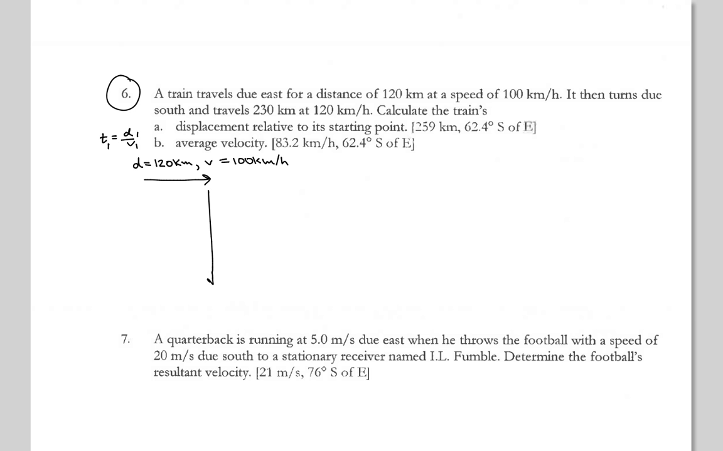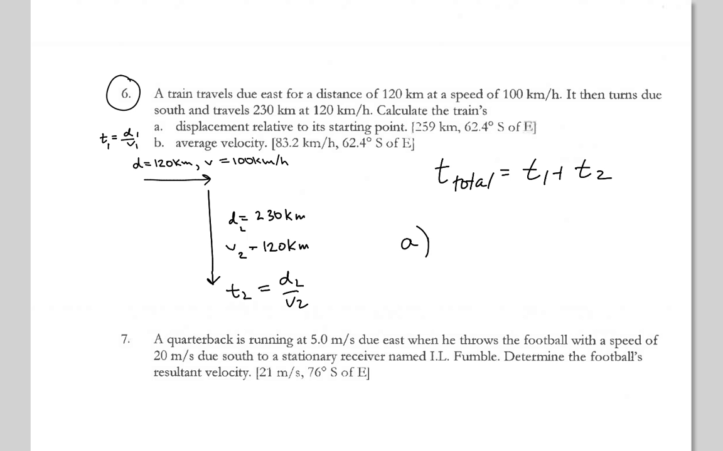South, a little bit farther, 230. So this is D2, 230 at a speed of 120. Okay, so do another calculation for T2. It's going to be D2 over V2. So you have 2 times. You're going to be able to add up those 2 times for the total time. So time total will be T1 plus T2.